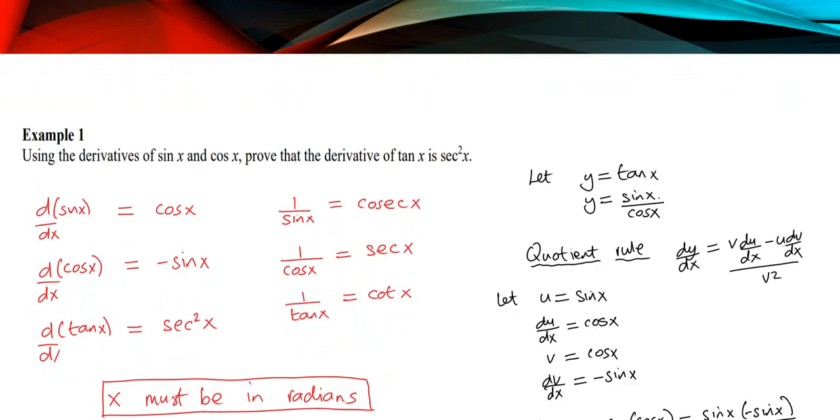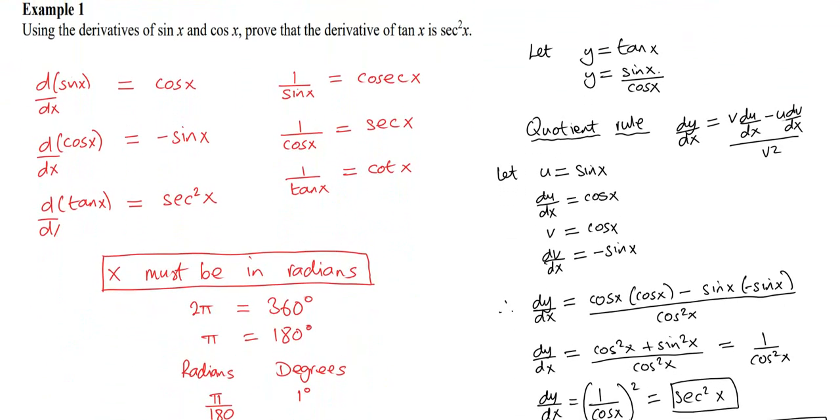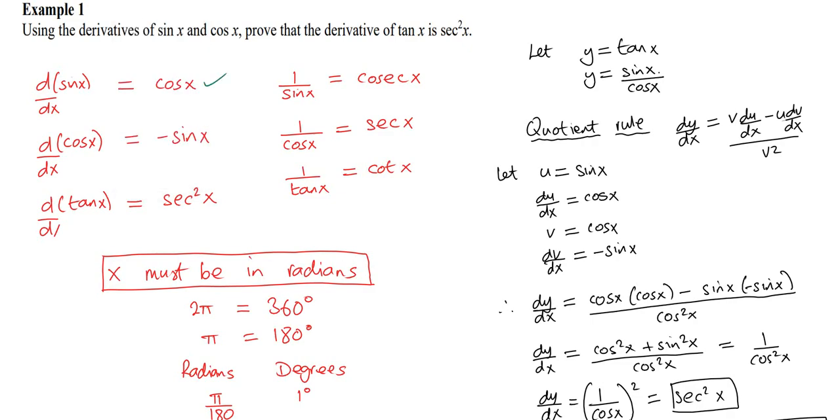Okay, so in the red there, this is the information that you need to know to solve any of these problems. You need to know the derivative of sine is cos, the derivative of cos is minus sine, and that the derivative of tan is sec squared. Now you are given this one in the formula booklet, but it's very useful to be able to remember it.